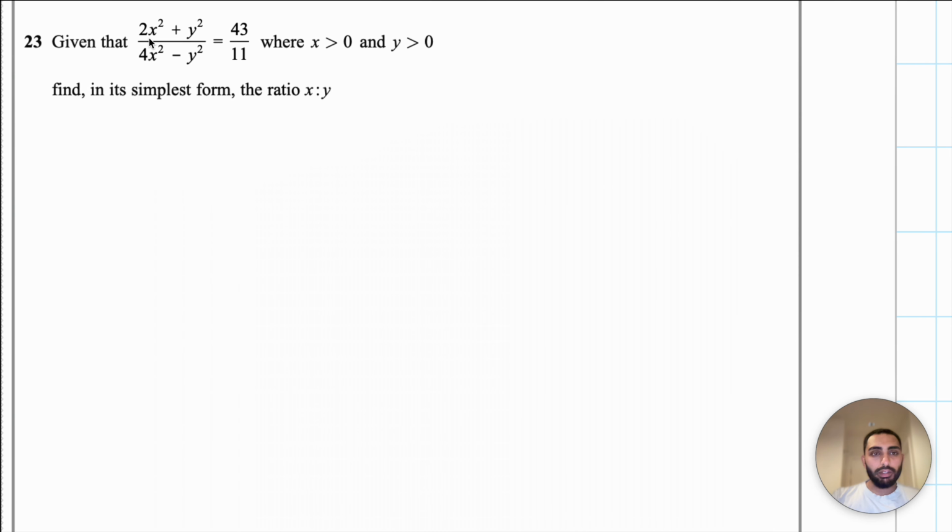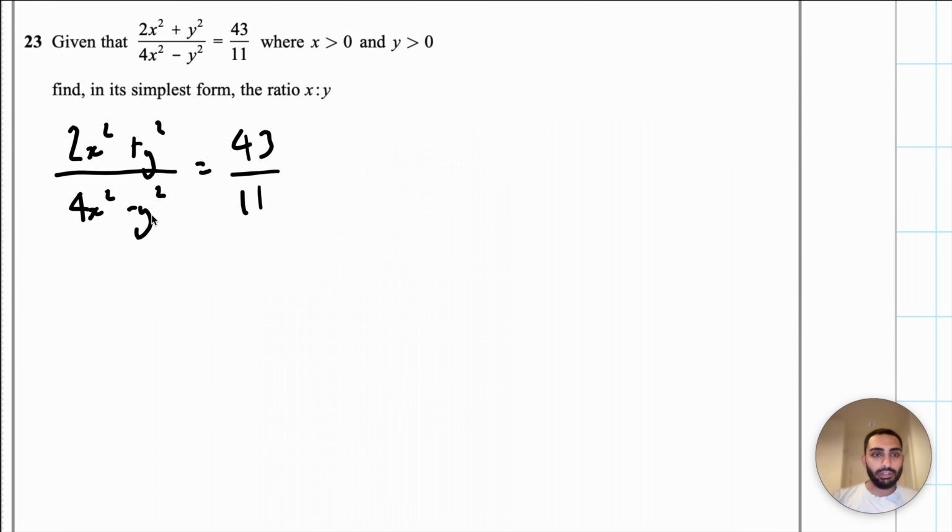Question 23. Given that 2x squared plus y squared over 4x squared minus y squared is equal to 43 over 11, where x is greater than 0 and y is greater than 0, find in its simplest form the ratio x to y. So I'm going to ignore all of this. I'm just concentrating on solving this equation for now. So I've got 2x squared plus y squared over 4x squared minus y squared is equal to 43 over 11.